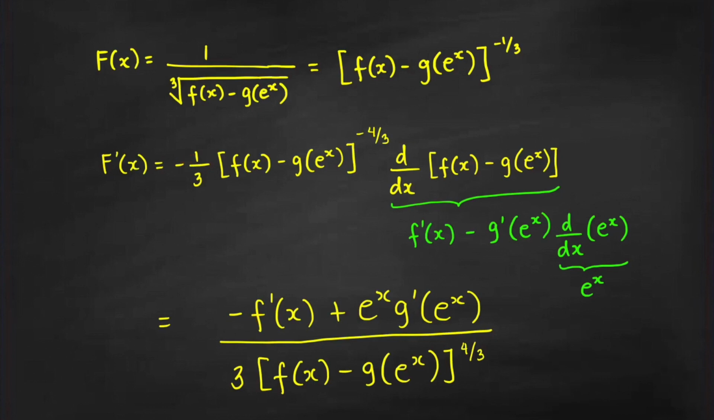So you'll get negative f prime of x plus e to the x times g prime of e to the x, and all over you have the 3 times this one. But you move this to the denominator, so you change the powers, it becomes positive four-thirds.